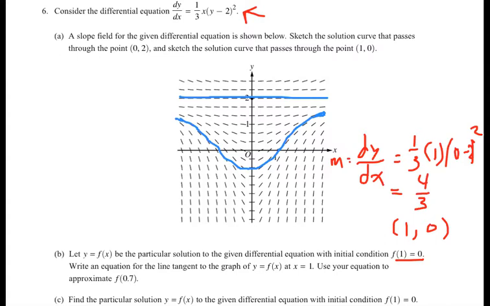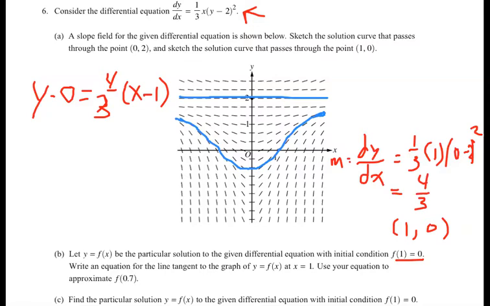So my tangent line is going to be y minus 0 is going to equal 4/3 times x minus 1 from my point and slope. So there's my tangent line. So you get one point for that. And then it says approximate using that the value of f of 0.7.